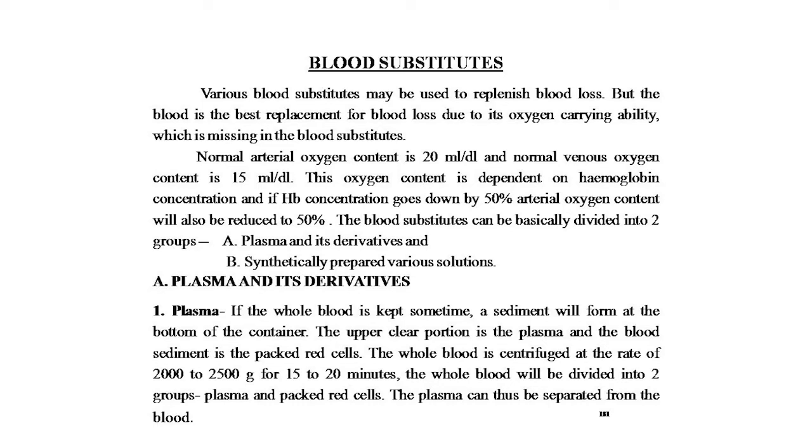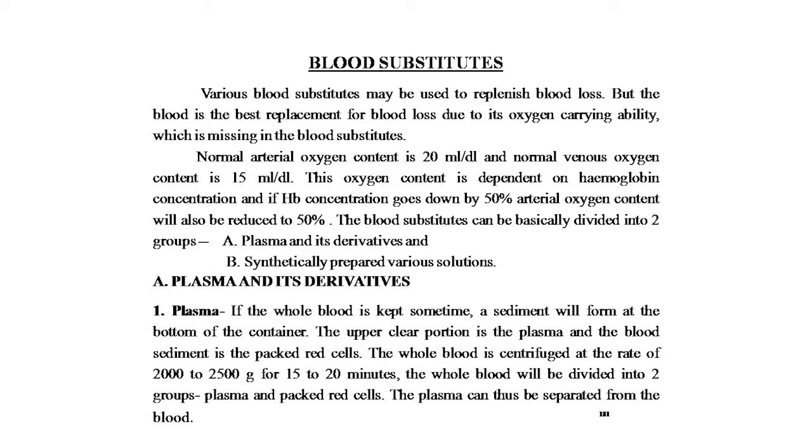Where blood is not available, these blood substitutes should be used. Blood substitutes may be used to replenish blood loss, but blood is the best replacement for blood loss due to its oxygen-carrying ability, which is missing in blood substitutes. Remember this. Normal arterial oxygen content is 20 ml per deciliter and normal venous oxygen content is 15 ml per deciliter. This oxygen content is dependent on hemoglobin.